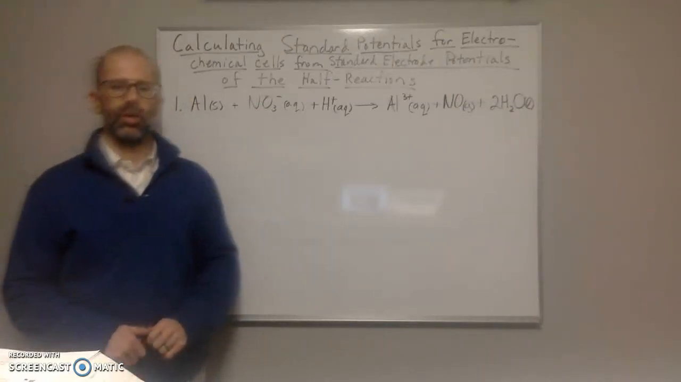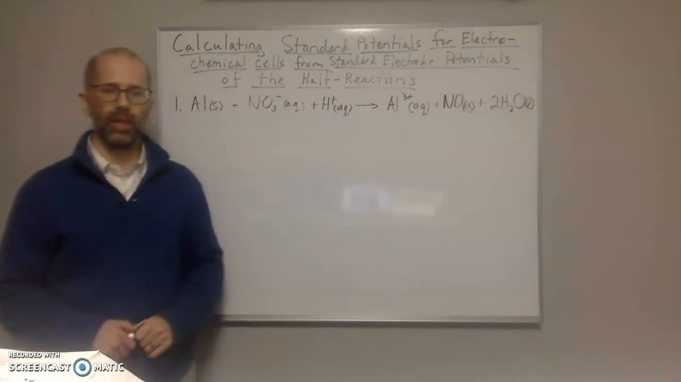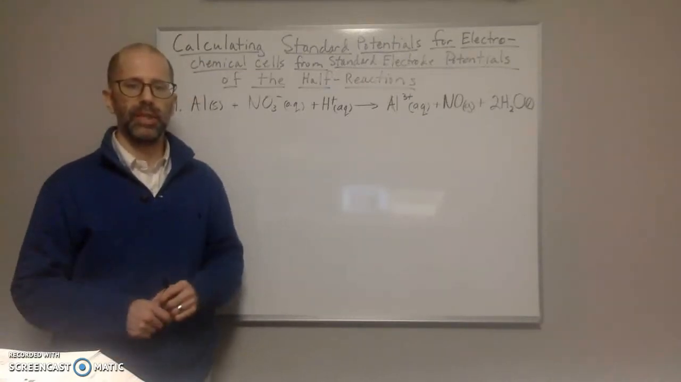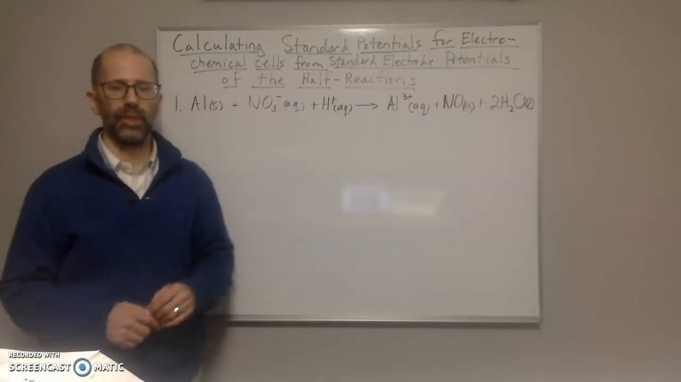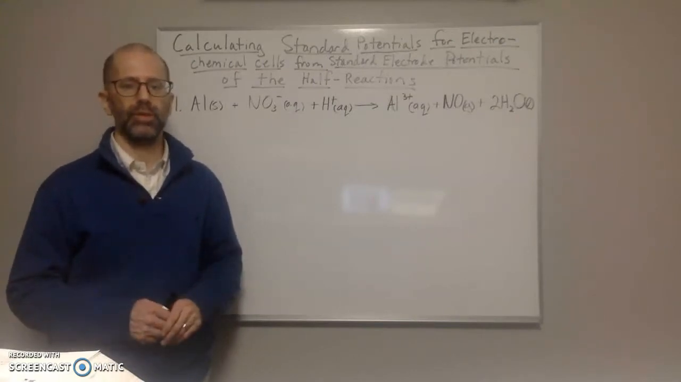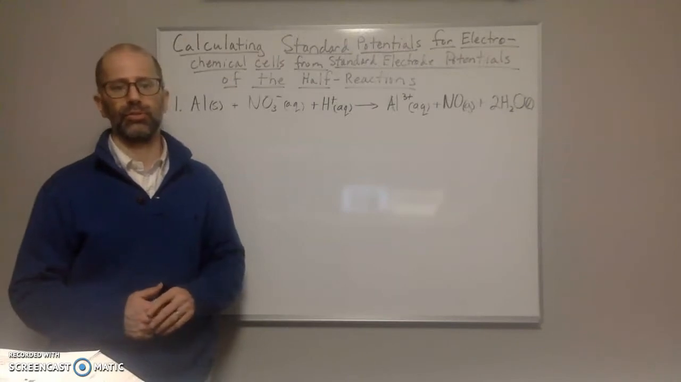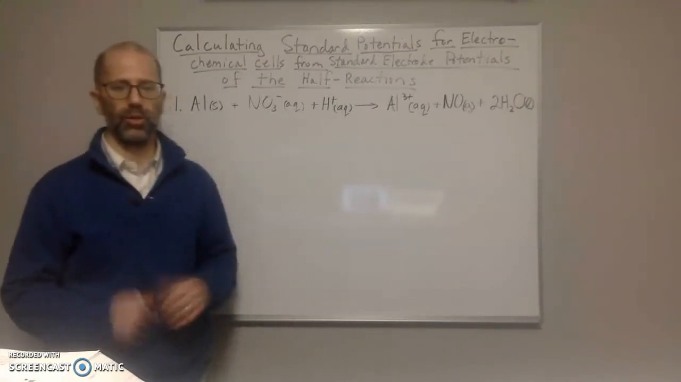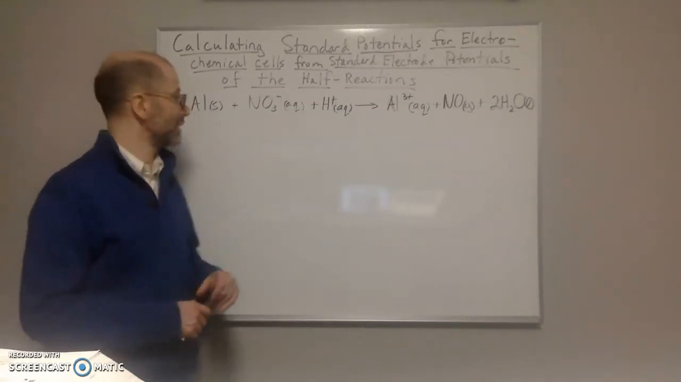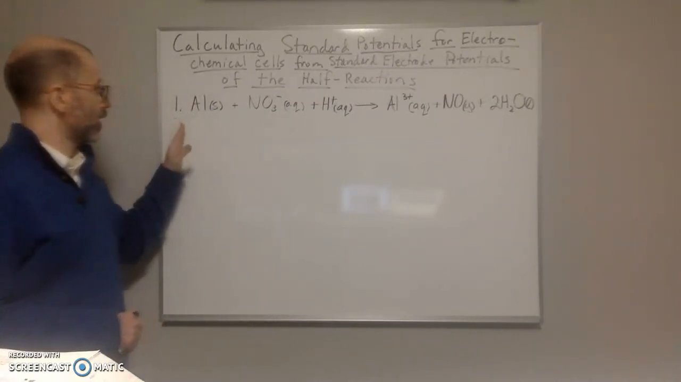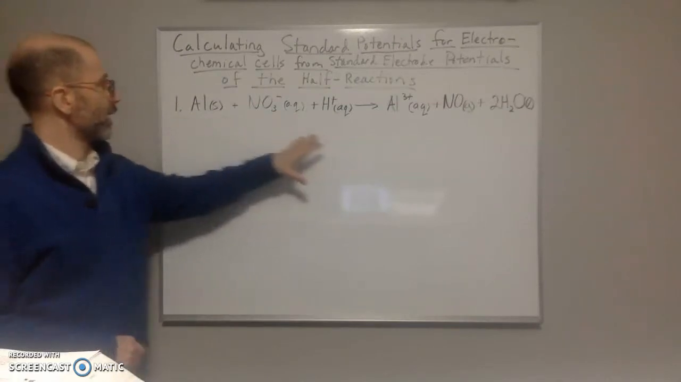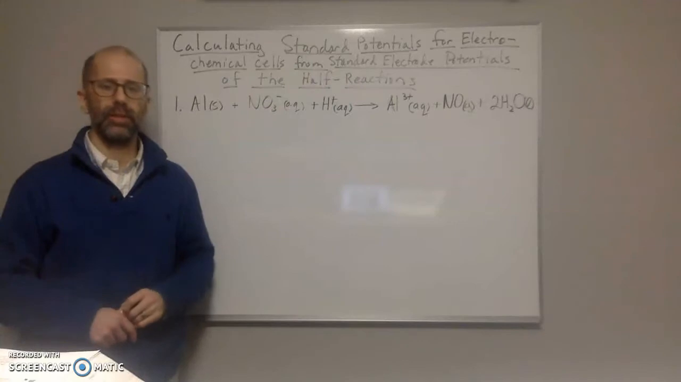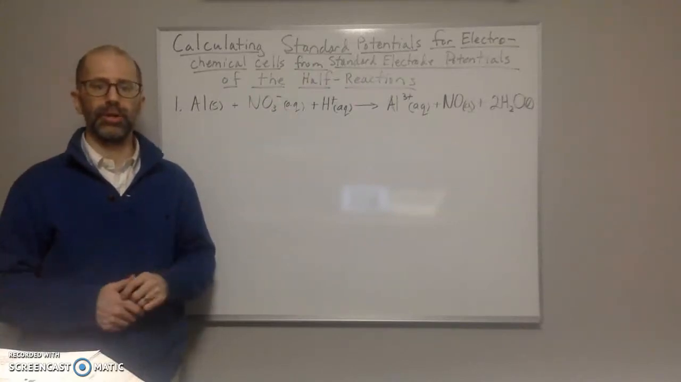My name is Mr. Kovault, and in this video I'm going to talk about how you can calculate the standard potentials for electrochemical cells by using the standard electrode potentials of the half reactions of a redox reaction. So here is an example. Here we have a redox reaction that is going on in an electrochemical cell or battery.